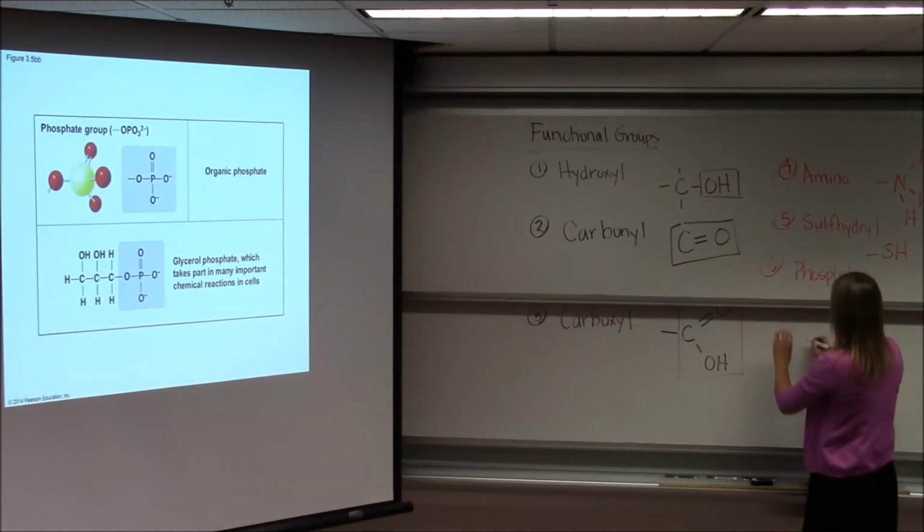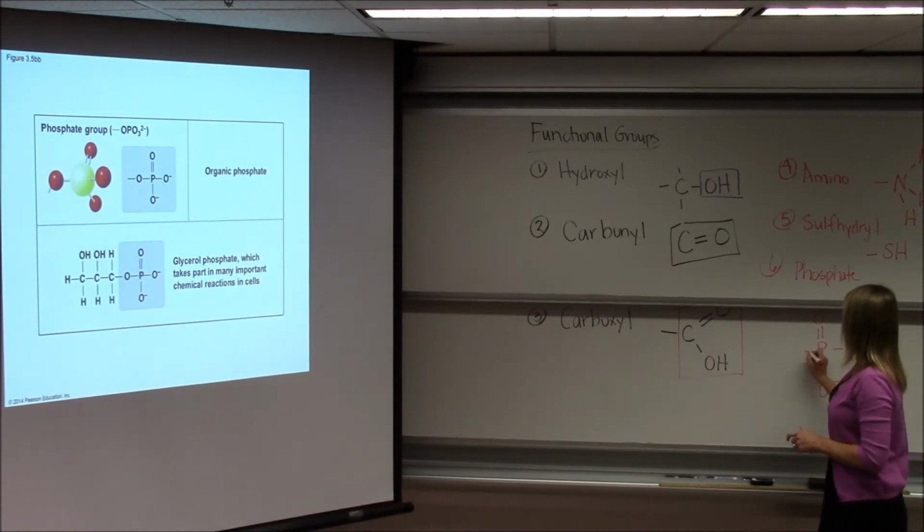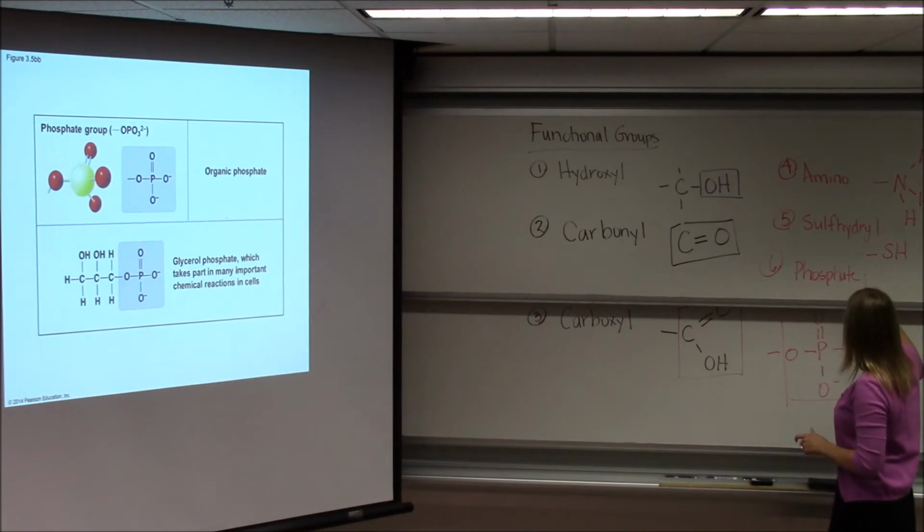Okay, and I'm going to draw it down here. It's going to be a phosphorus, double bonded to one oxygen, and then the other oxygens are single bonds. So this whole thing is going to be a phosphate group.